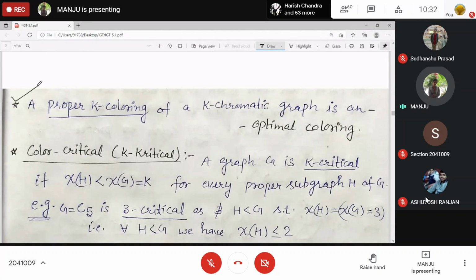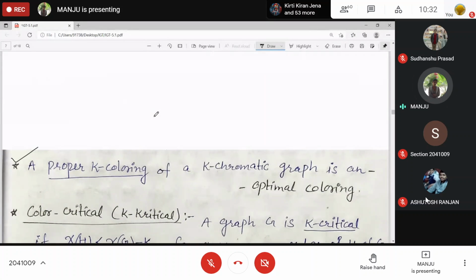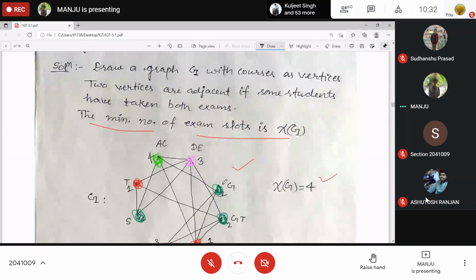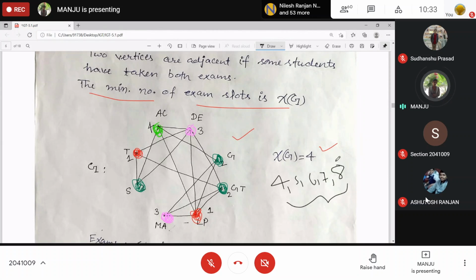Next is proper K coloring. Proper K coloring I already did, no? K colorable graph. When we say optimal coloring, which coloring is the optimal coloring? For example, for this graph, how many vertices are there? 8, no? So minimum we can have 4, 5, 6, 7, 8. This many colorings, proper colorings, exist for this graph. So which one is the optimal coloring?